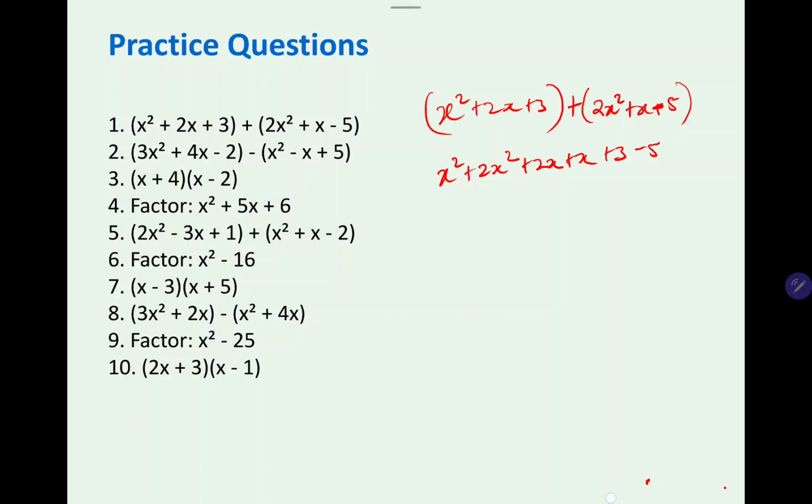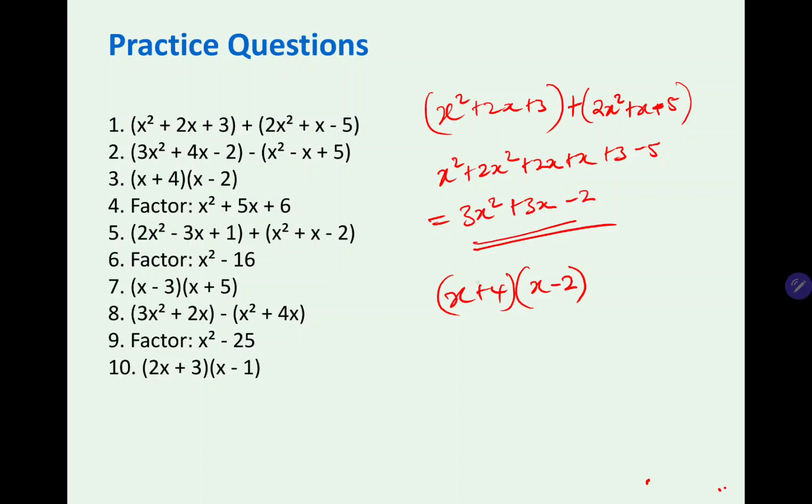Okay, and this is the same thing as x squared plus 2x squared. X squared plus 2x squared is 3x squared. Plus 2x plus x is plus 3x. And plus 3 minus 5 will give us minus 2. All right. So basically all these things are the same. Let's look at this number 3. X plus 4 multiplied by, this is a multiplication, multiplied by x minus 2.